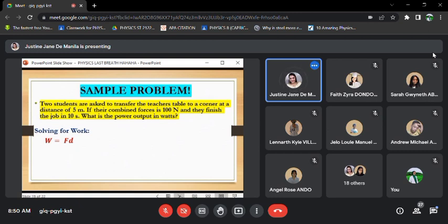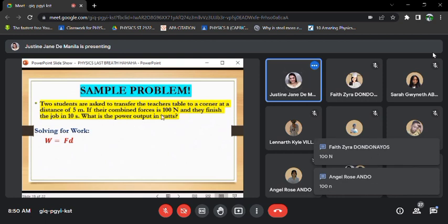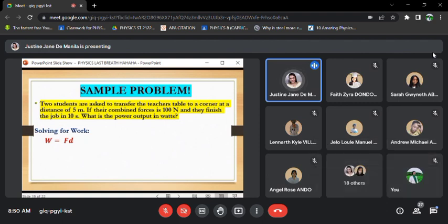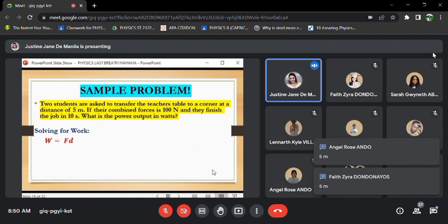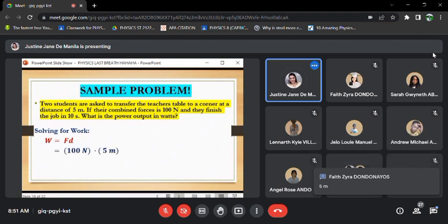So how much is our force here? Okay, very good, Faith and Angel. We have 100 newtons. So how about the displacement? We have 5 meters.